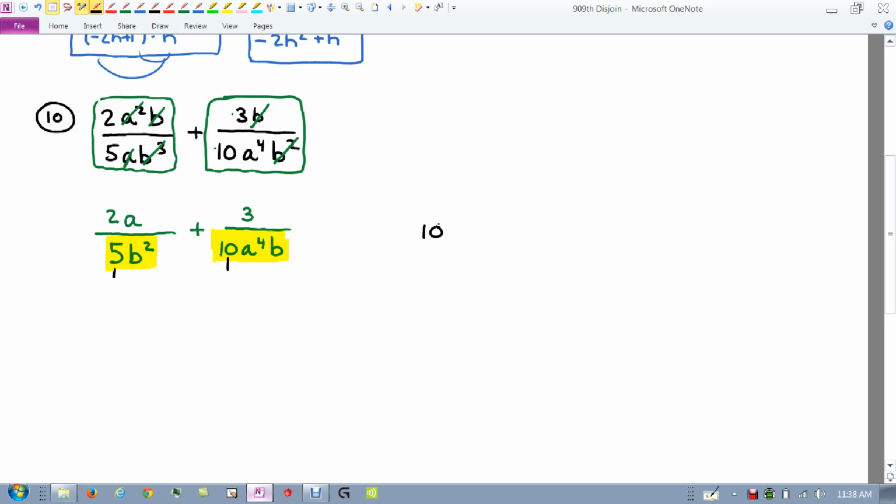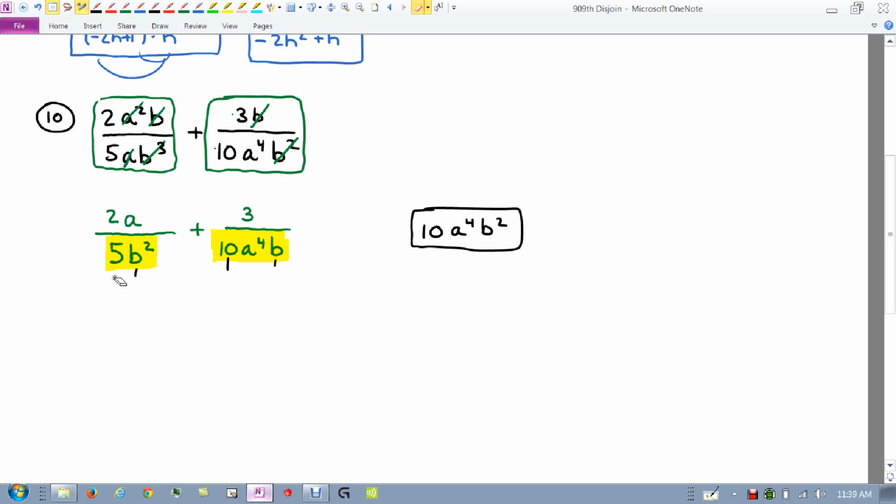So 10. Then let's look at a's. I don't have any a's here, but I have 4 a's here. So that means my common denominator is going to need to have 4 factors of a. And then this has 2 factors of b and 1 factor of b. That means I need 2 factors of b. So what I need to do is make both denominators turn into a 10 a to the 4th b squared.